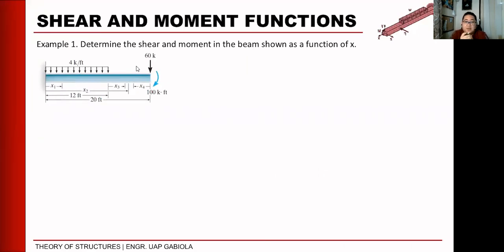Pinapadetermine yung shear and moment ng beam as a function of x dun sa mga segments natin, kung saan nag-change yung loading. Okay? So, for a while na lang. Let me check na yung... Okay, so we have a fixed beam. Okay, fixed beam yung given natin.